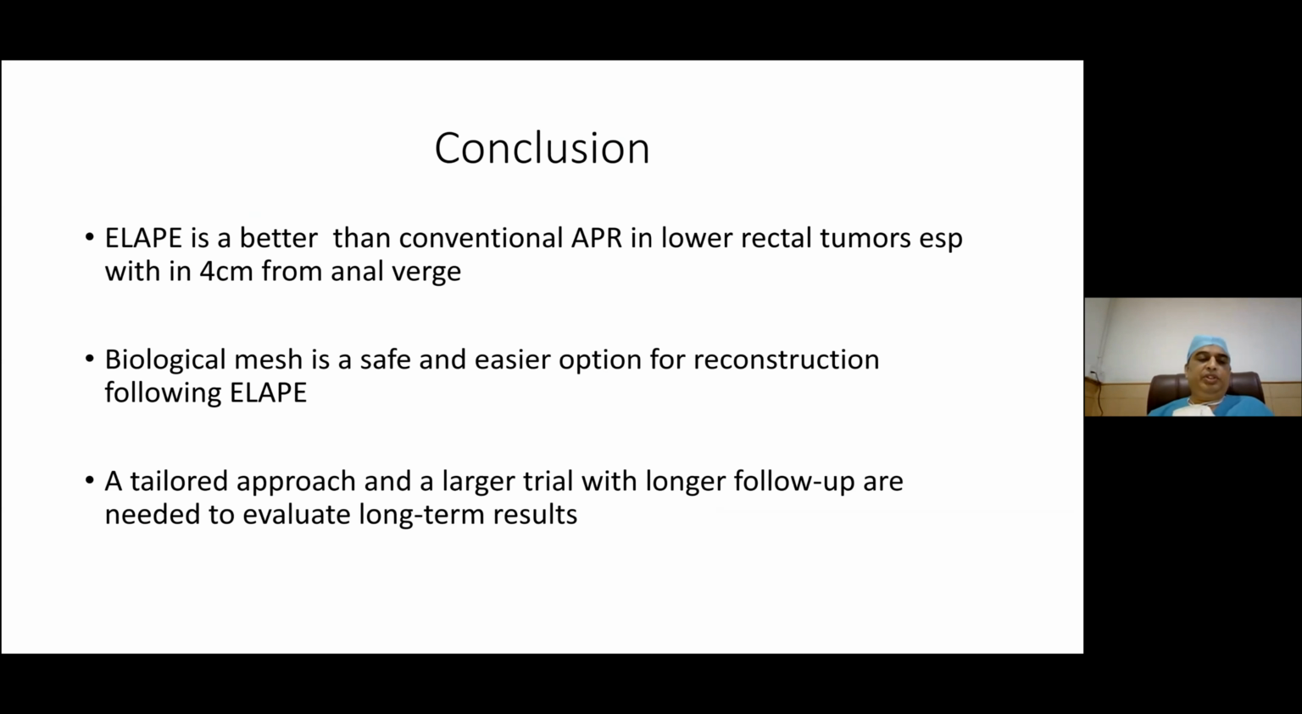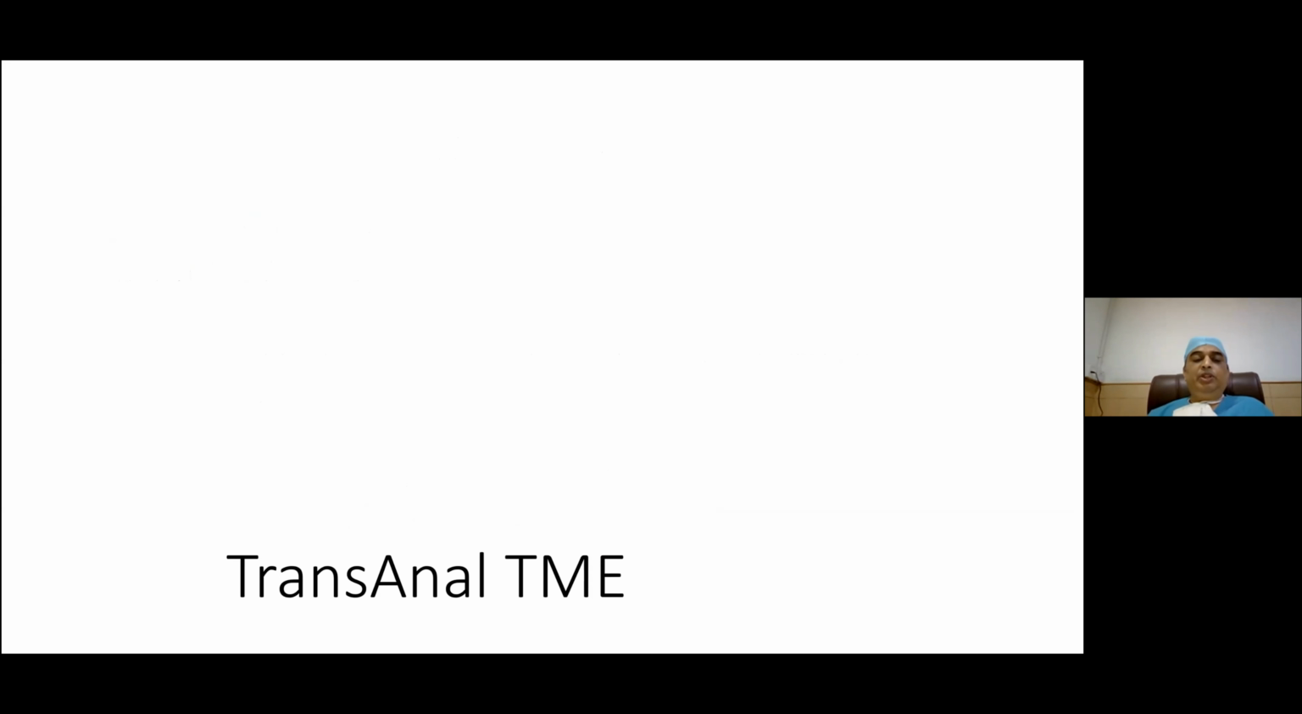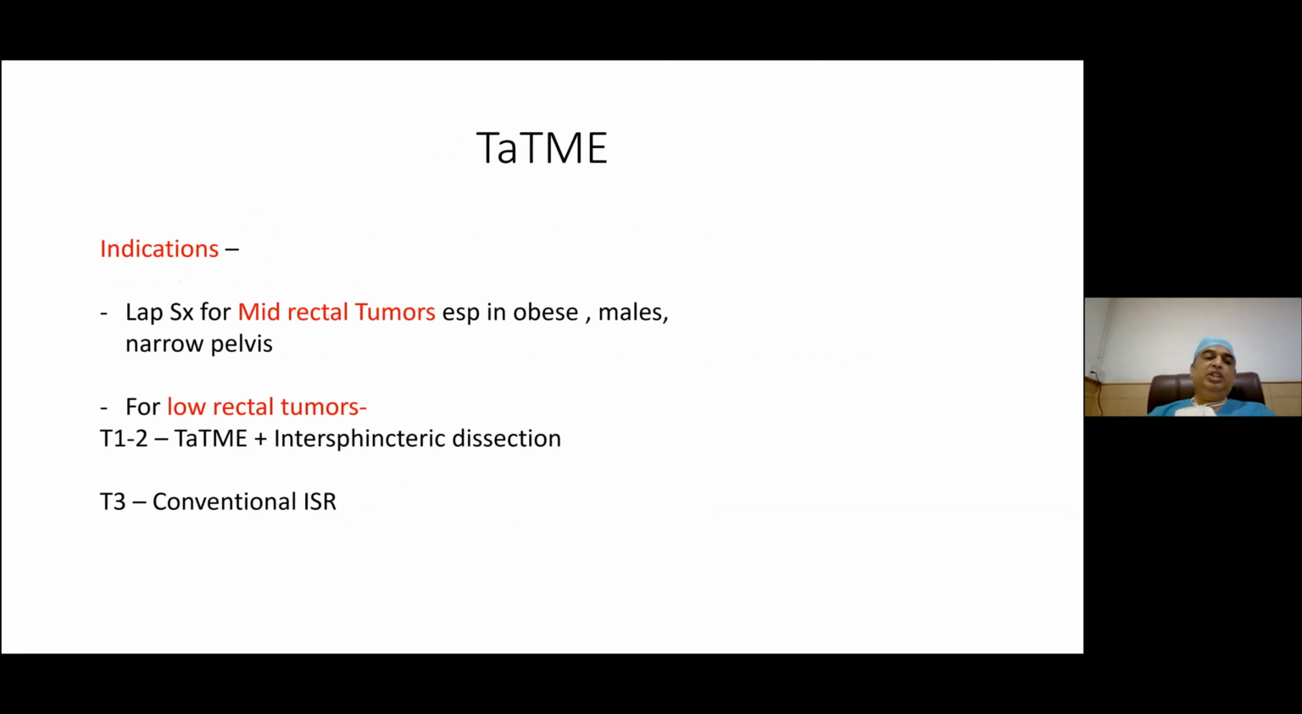Coming to transanal TME, which has come up recently, it is indicated for mid-rectal tumors, especially in obese males with a narrow pelvis. In this, you might do a transanal TME to get a good distal margin without any chance of perforation or CRM positivity. For low rectal tumors, for T1 and T2, you can do a transanal TME with intersphincter dissection.